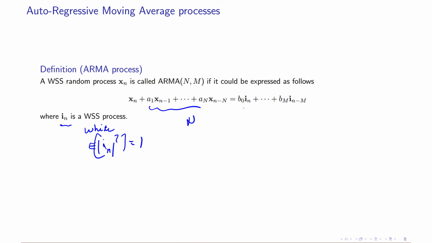because here I have n parameters, and then here I have m plus 1. So the total number of parameters is m plus n plus 1. So this is a general ARMA process.